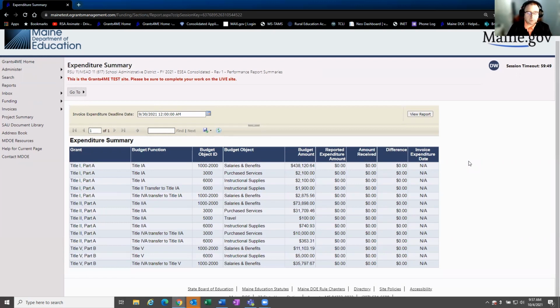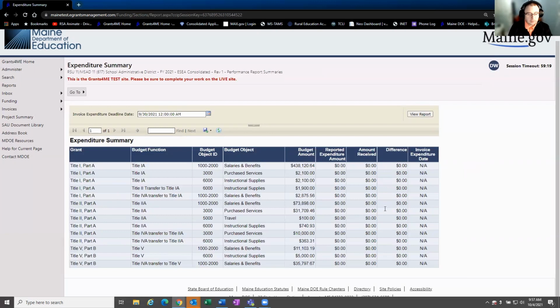So this is pulling both from the performance report expenditures that you put in, and it's pulling from the invoices that have been submitted. And so it's going to take a look at, okay, here's what was budgeted. How much did you say you spent? And then how much did you invoice for? And so it breaks it down by all of the titles and all of the object codes. So they're all in here, any that your district would have had available to them.